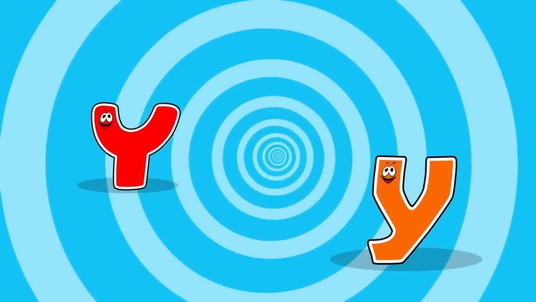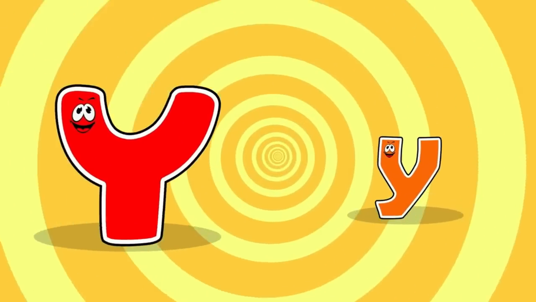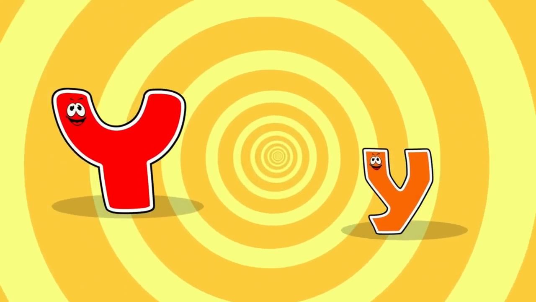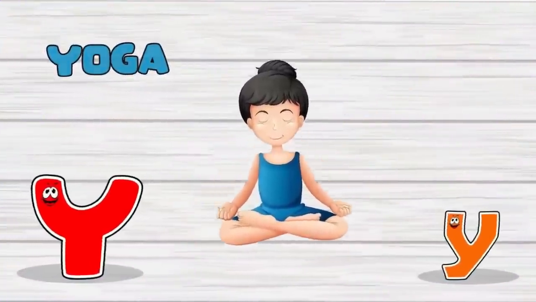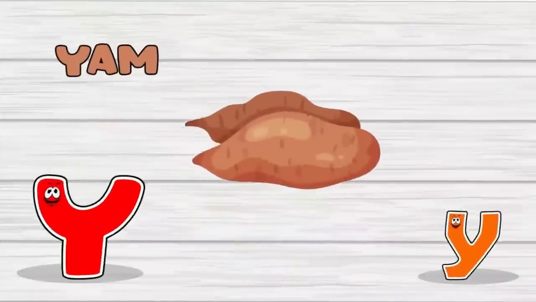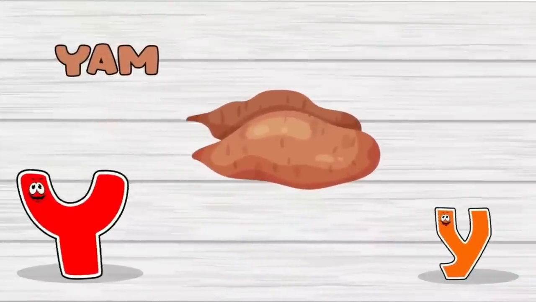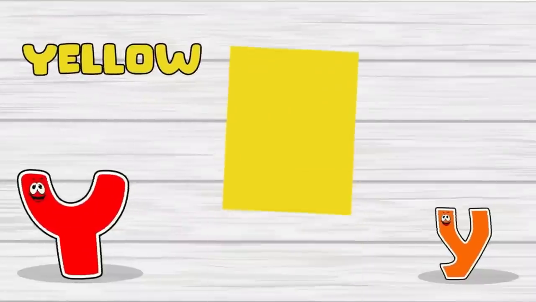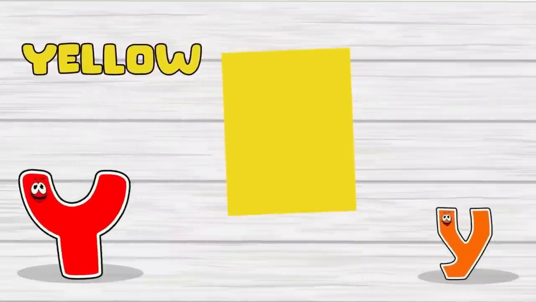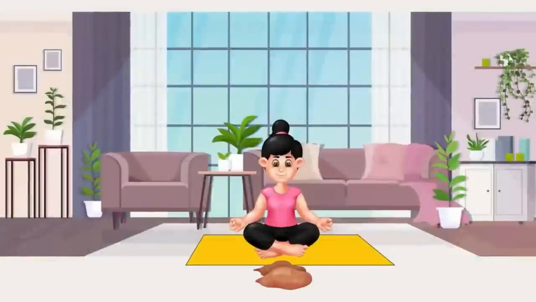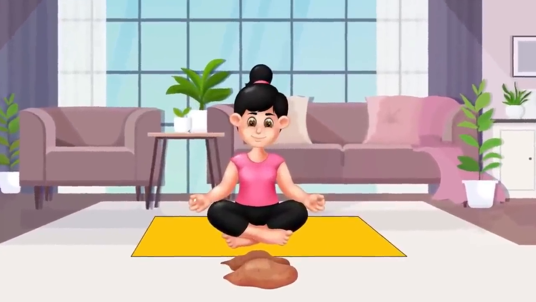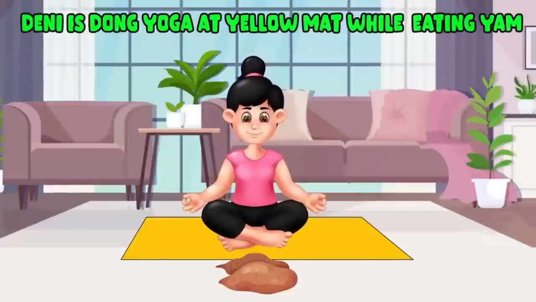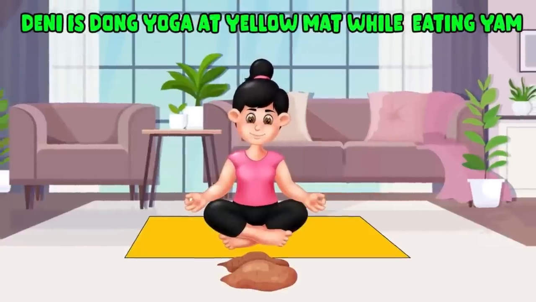Y sounds j, j, j, j. Y is a yoga, j, j, yoga. Y is a yum, j, j, yum. Y is a yellow, y, y, yellow. Danny is doing yoga at a yellow mat while eating yum.